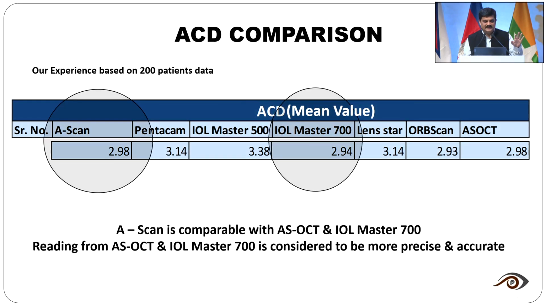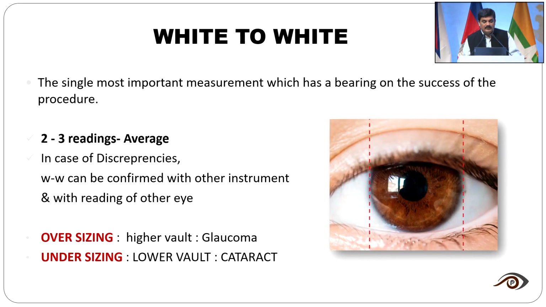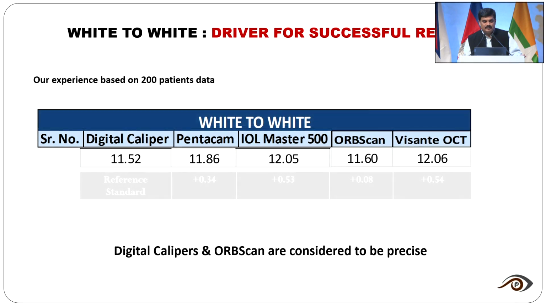We did one comparison. The most accurate ACD we get is from A-scan, IOL Master 700, or best of all, ASOCT. A-scan is comparable with ASOCT and IOL Master 700, but I always do it with the ASOCT or the A-scan. Then white to white is the single most important measurement bearing on the success of the procedure. 2 to 3 readings we normally take. Oversizing causes a high vault, which causes glaucoma. Undersizing causes a lower vault, which causes cataract. Again, we have done one small study on which is the best method for white to white.